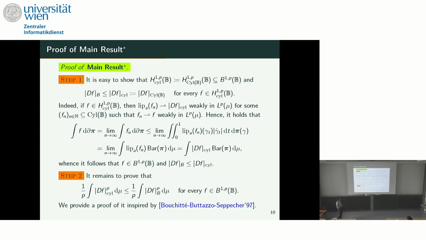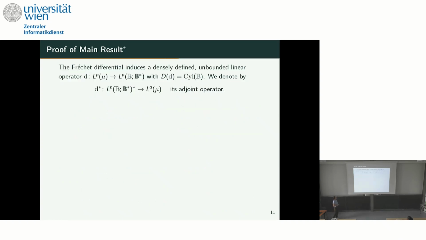Okay. And the idea of the proof of this inequality is inspired by the work of Bouchitté, Buttazzo, and Seppecher from 1997, where they used the same idea to prove the equivalence of the definitions of Sobolev space on the Euclidean space endowed with any Radon measure. So in order to go to the proof of this, let me just again say that the differential of cylindrical functions induces a densely defined unbounded operator from L^p into the space of L^p maps from B to the dual of B, and its domain is that of cylindrical functions.